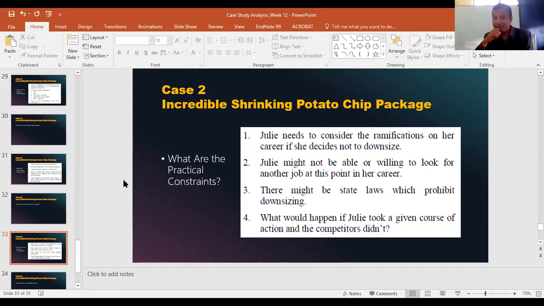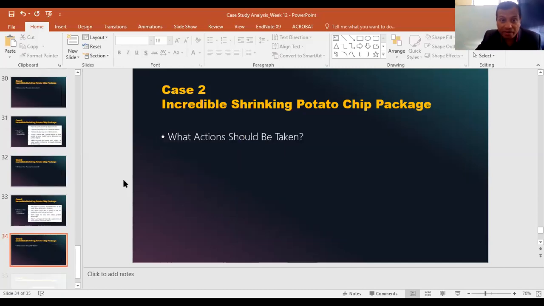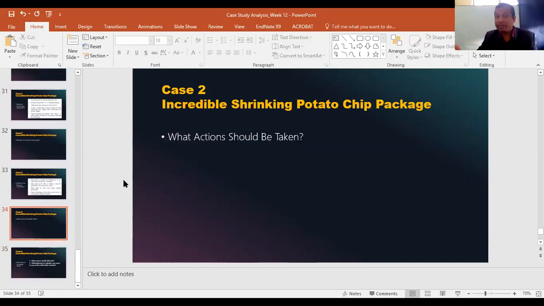And the fourth constraint could be what would happen if Julia took a given course of action and the competitors didn't. We discussed this one also: you took this option, but your competitor did not. So what will happen in that case? So these are some constraints. And finally, what action should be taken? What is your recommendation? Which one is the best choice, the best alternative? And what is your final decision?